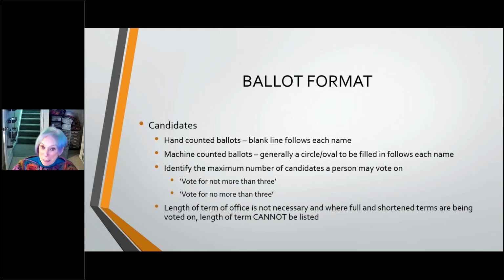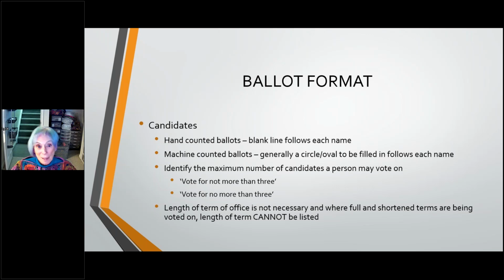For board of trustees, the heading would be board of trustees, followed by, in parentheses, vote for not more than 3, or whatever the number is, or vote for no more than 3. Now, the next one is kind of important because I've seen ballots where they put the length of the term of office. So it'll say 4 years, or if you're still doing a 2-year term, it'll say 2 years. That is not required.